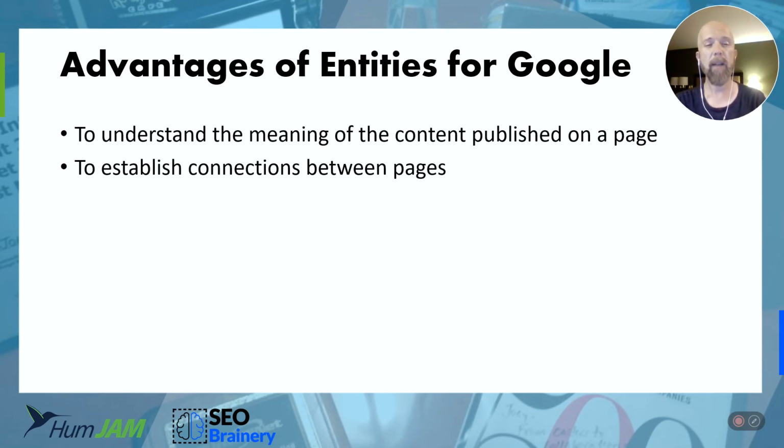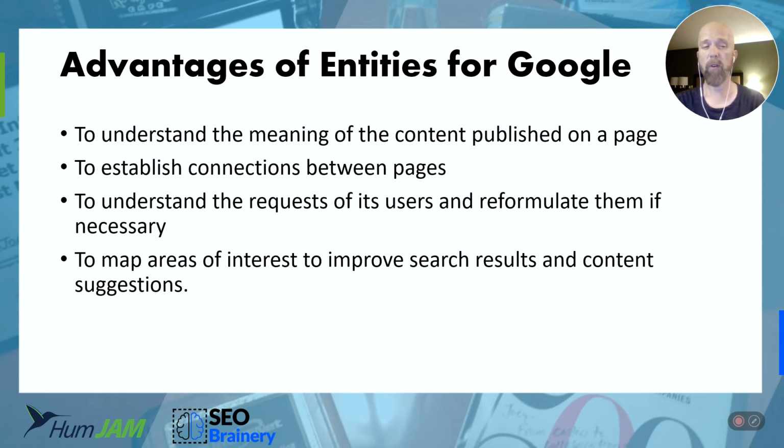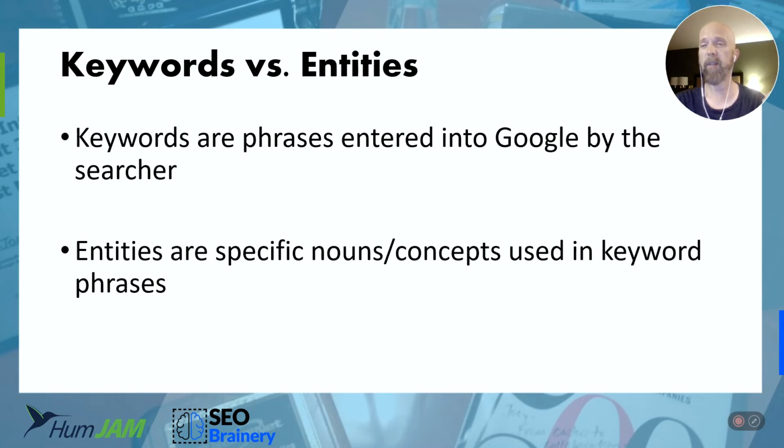So to establish connections between pages, that's the advantage. To understand the requests of the users, Google will reformulate it in a knowledge graph, in a context card, in a table, and extra data will do that. Or to map areas of interest to improve search results and content suggestions. And let's talk about these differences: the difference between keywords and entities.